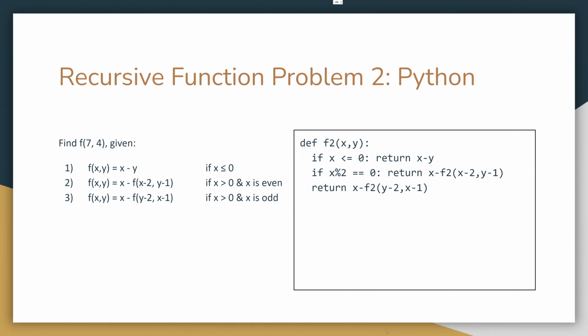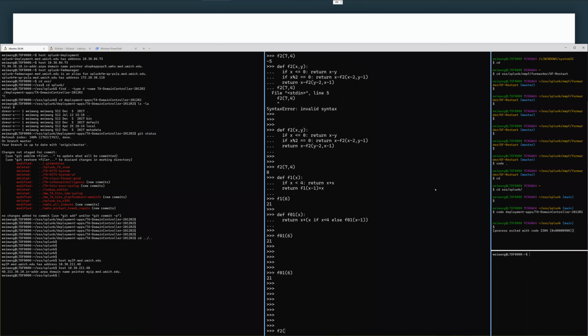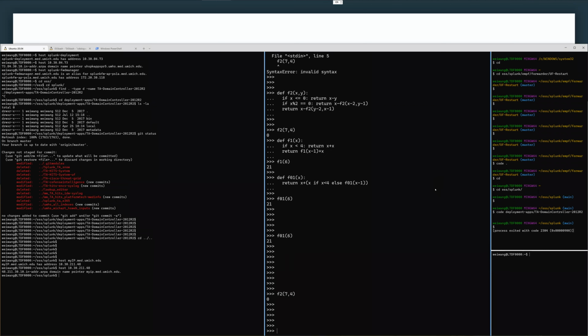Again, these are recursive function calls to the function itself, right? And yeah, I guess we have that here as well, which is F(2, 7, 4). That's the result.